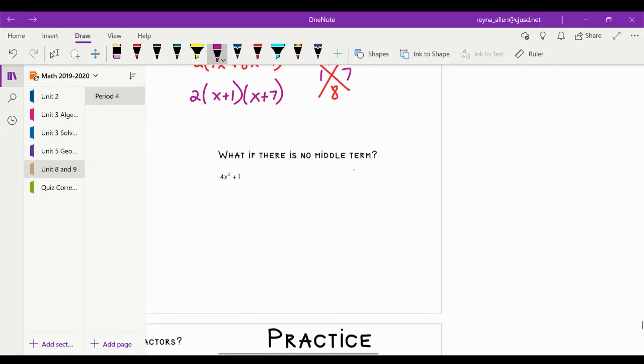So what if there's no middle term? If there's no middle term, then we are going to assume that your b is 0. For this one, in order for it to factor nicely, we're going to make this a negative 1. And we're going to replace our b with 0. So it becomes 4x squared plus 0x minus 1. So we draw our x. We do a times c, so 4 times negative 1. And then b goes on the bottom.